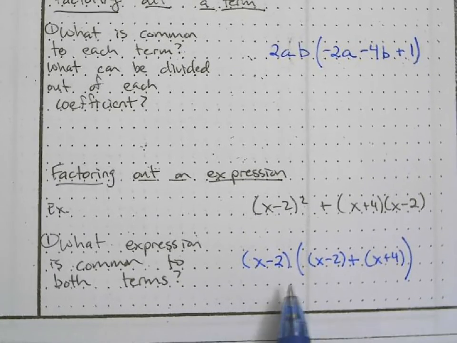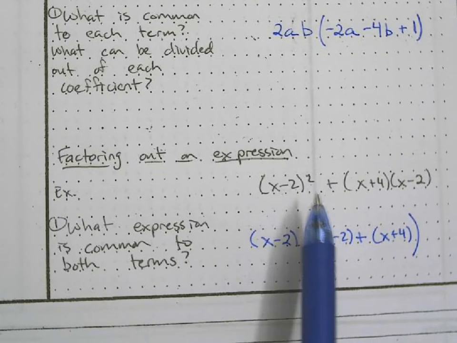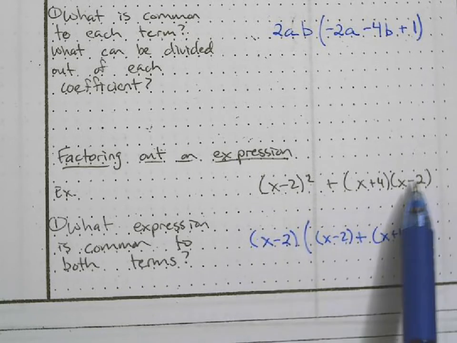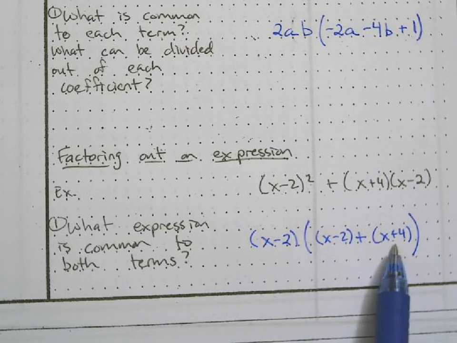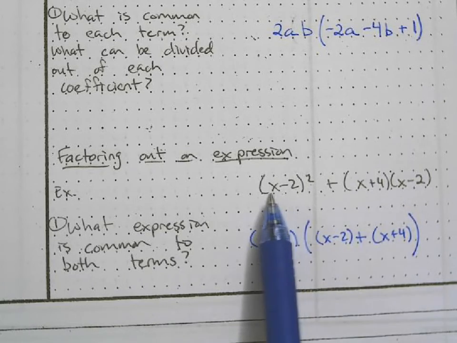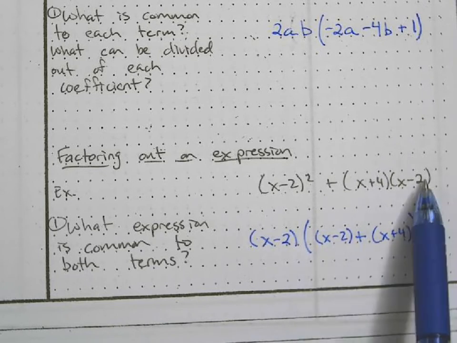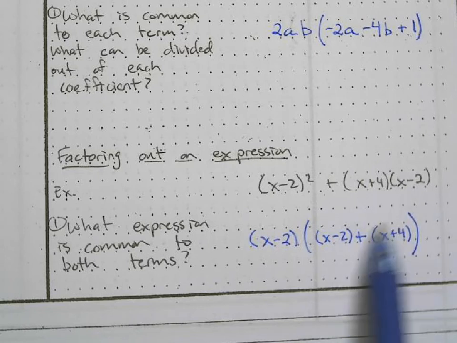So if I thought about distributing it, oops, sorry, I didn't show that. So what happened was I factored out an x minus 2 from my first term, and then I factored out an x minus 2 from my second term, and this is what was left. So when I took an x minus 2 away from this first term, I was left with an x minus 2. And then when I took an x minus 2 away from my second term, I was left with x plus 4. That's what that looks like.